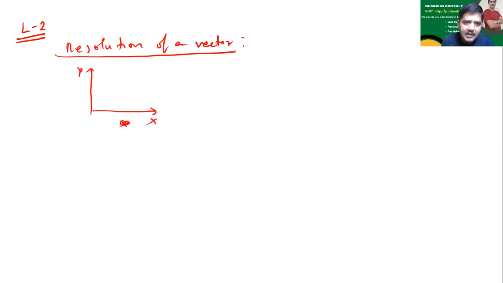So if you have a vector either in this direction or in the upward direction, you can always say the vector is along the reference direction, namely the x-axis. But what if a vector is neither along the x direction nor along the y direction, but it is inclined, making an angle theta with respect to the x-axis? Then how do we write it?